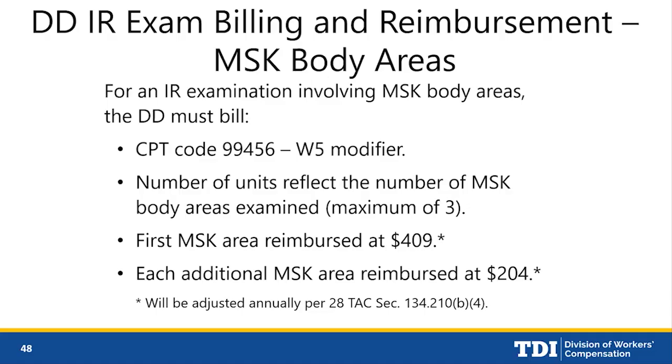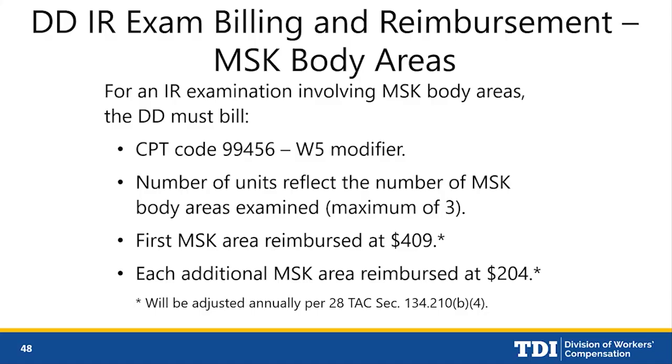in this example, we're going to say this involves a musculoskeletal body area. So you're going to bill 99456 with W5. The units are going to reflect the number of MSK body areas. Remember, you could have a maximum of 3. But if it's for one, the first one is reimbursed at $409. Each additional body area would be $204.